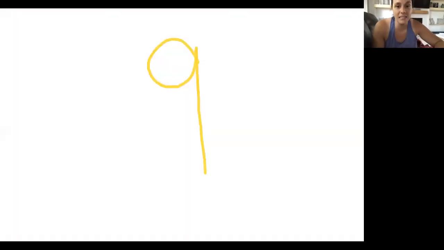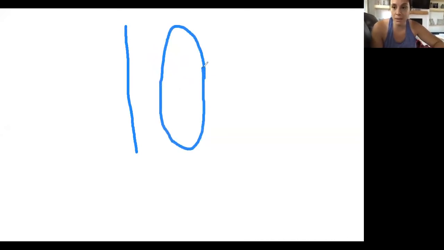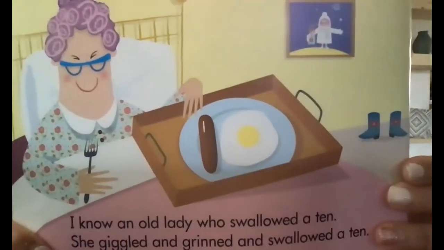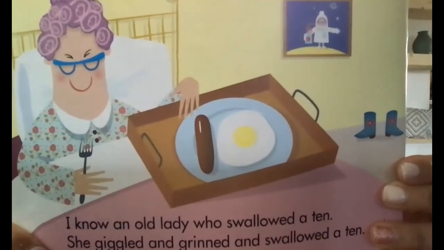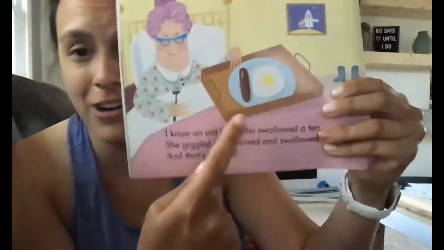Let me show you what it looks like so then we can find it. So a 10 is so big, it has 2 numbers. A 1 and a 0. That's the number 10. It's a 1 and a 0. 10. Let's see if we can find it in the book. Find 10. Yeah, it's right there on her plate. It was a sausage and an egg on her plate.